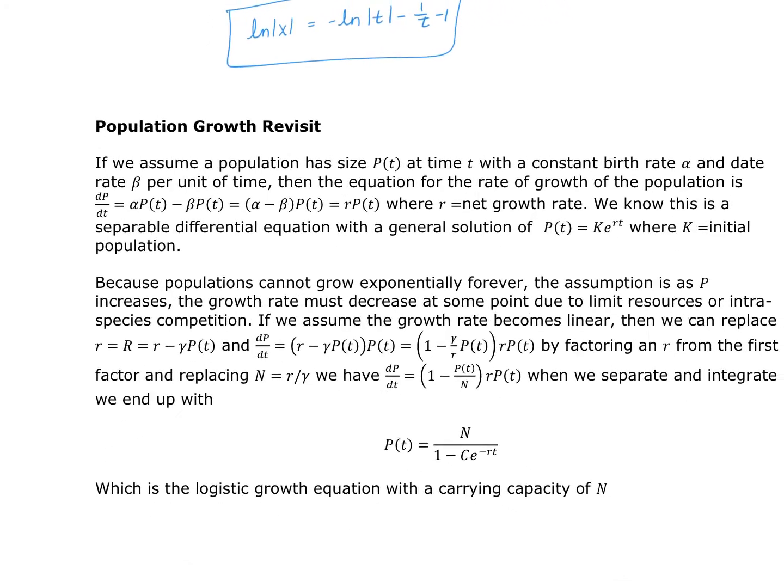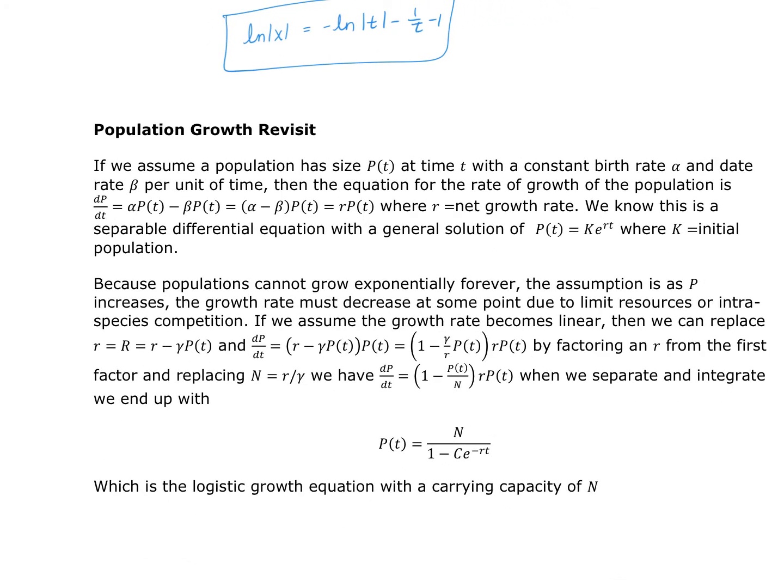Now we're going to go ahead and revisit population growth, and we've talked about population growth both in this class and in other classes. So we make the assumption that the population that we're looking at is P of t at some time t. We also make the assumption we have a constant birth rate of alpha and a death rate of beta per unit of time.